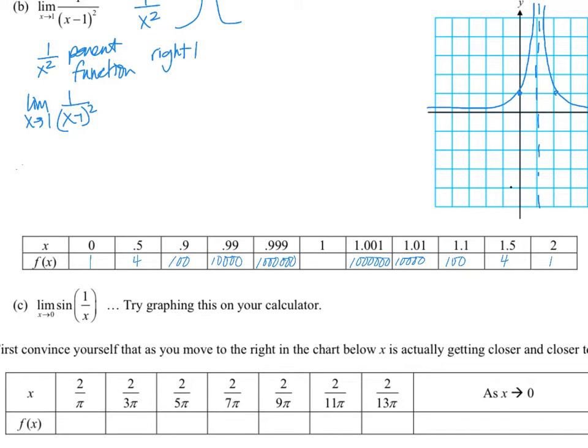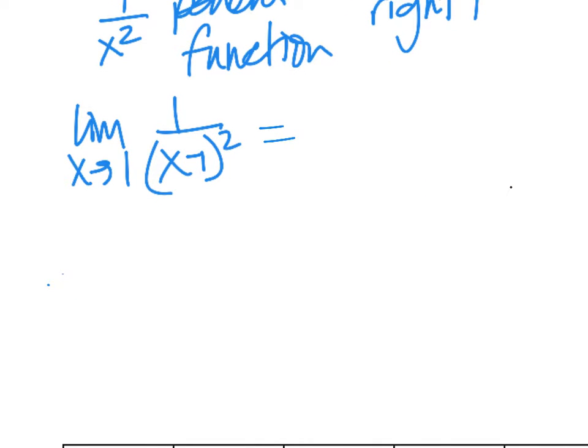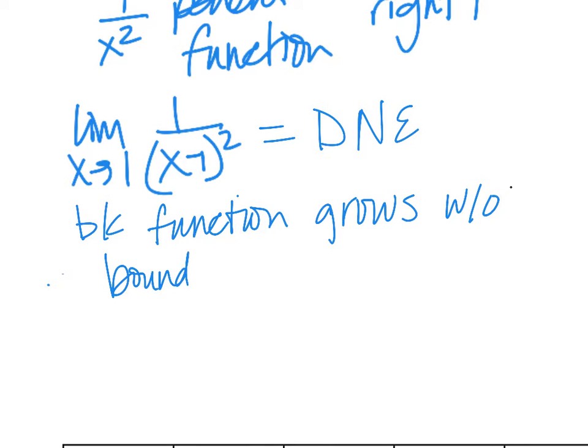So what's happening as I approach 1? Does that limit exist? If you're not sure, look back up at the table above. Does it meet one of those 3 conditions? It does, because this one does not exist, and we've got to justify it: because the function grows without bound. The function's growing without bound, so it does not exist.